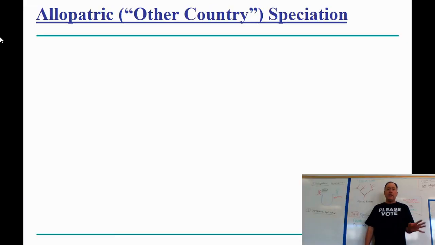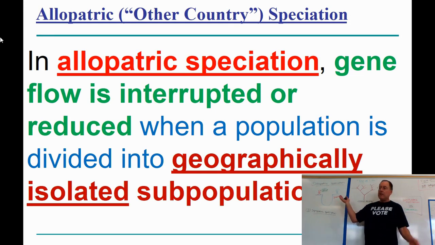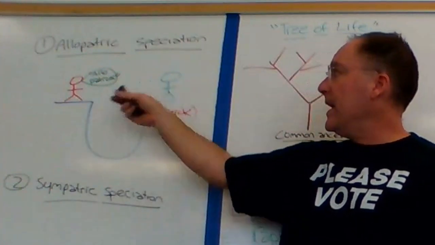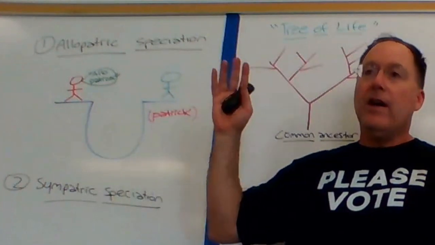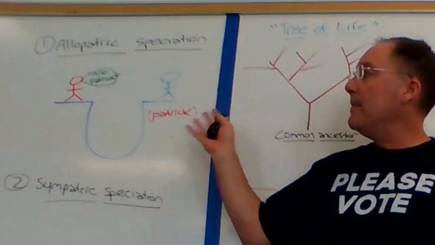Allopatric literally means other country. I learned this at a conference once. This lady said, the way I teach it is I have someone on one side of a ravine, and they're calling to their friend, hello, Patrick, and Patrick's on the other side of the canyon. And the idea is that there's a geographic barrier between them.